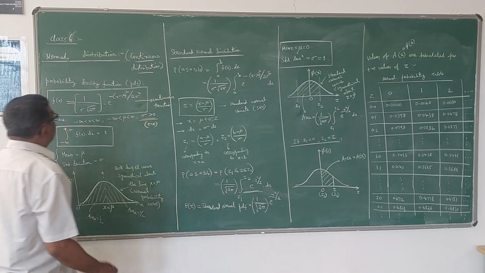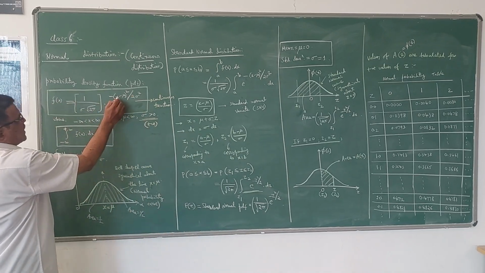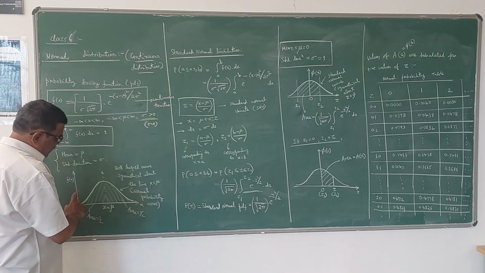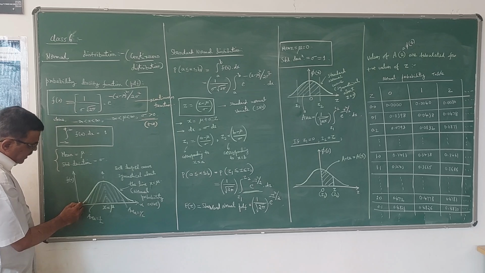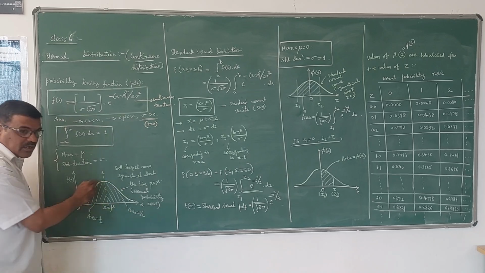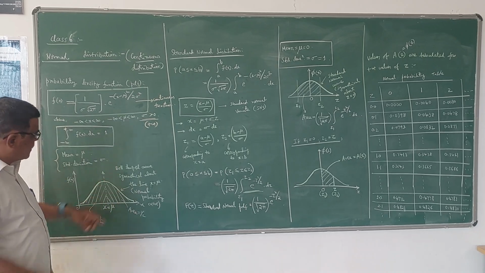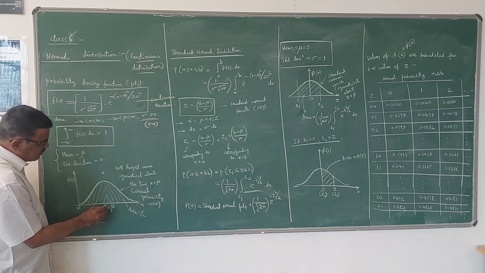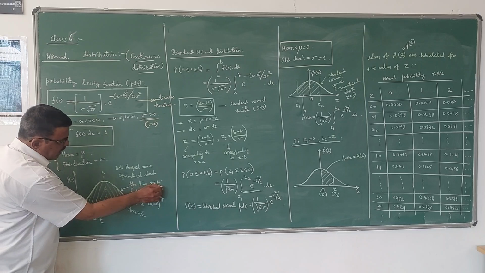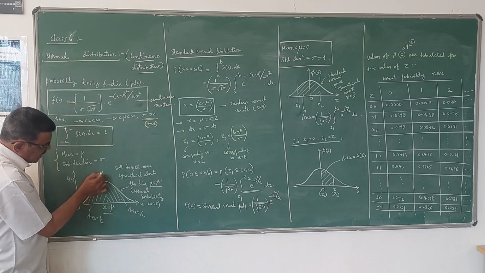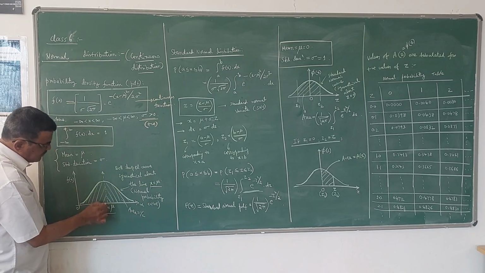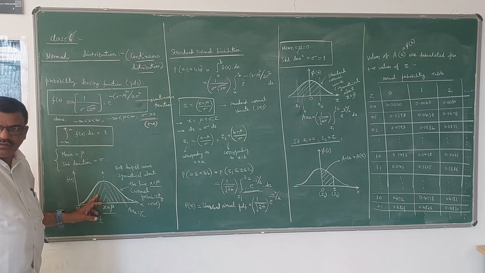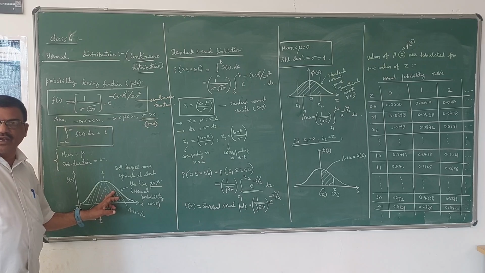If you plot a graph of f of x versus x, you are going to get a curve like this. This curve is a bell-shaped curve. Another thing is, it is symmetrical about the line x is equal to mu. Suppose you take the line x is equal to mu here, it is symmetrical. That means the left half of the curve is equal to the right half of the curve.